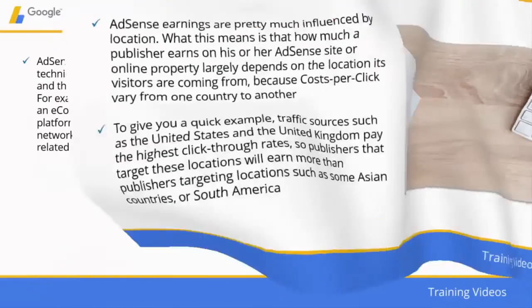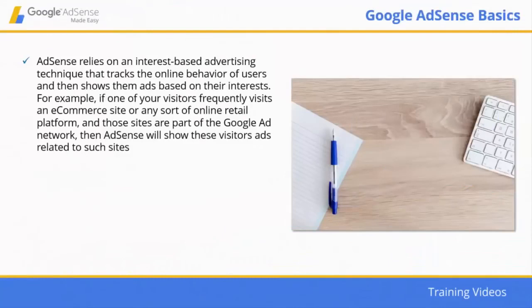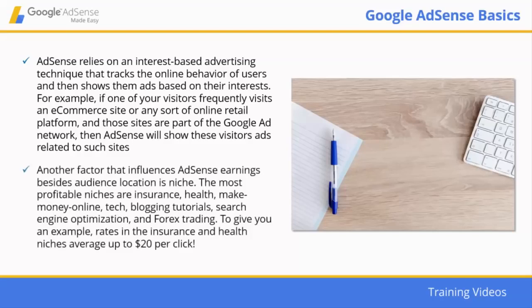AdSense relies on an interest-based advertising technique that tracks the online behavior of users and then shows them ads based on their interests. For example, if one of your visitors frequently visits an e-commerce site or any sort of online retail platform, and those sites are part of the Google Ad Network, then AdSense will show these visitors ads related to such sites. Another factor that influences AdSense earnings besides audience location is niche. The most profitable niches are insurance, health, make money online, tech, blogging tutorials, search engine optimization, and Forex trading.